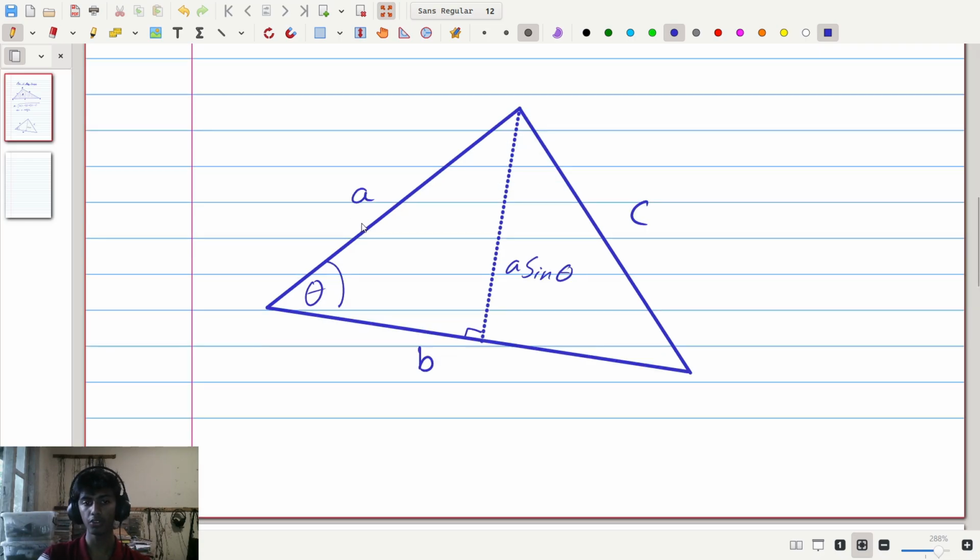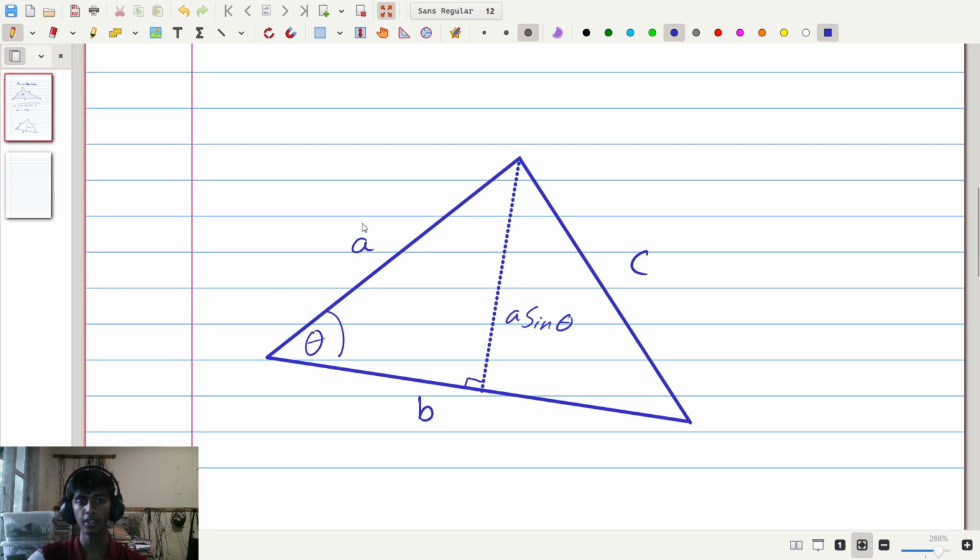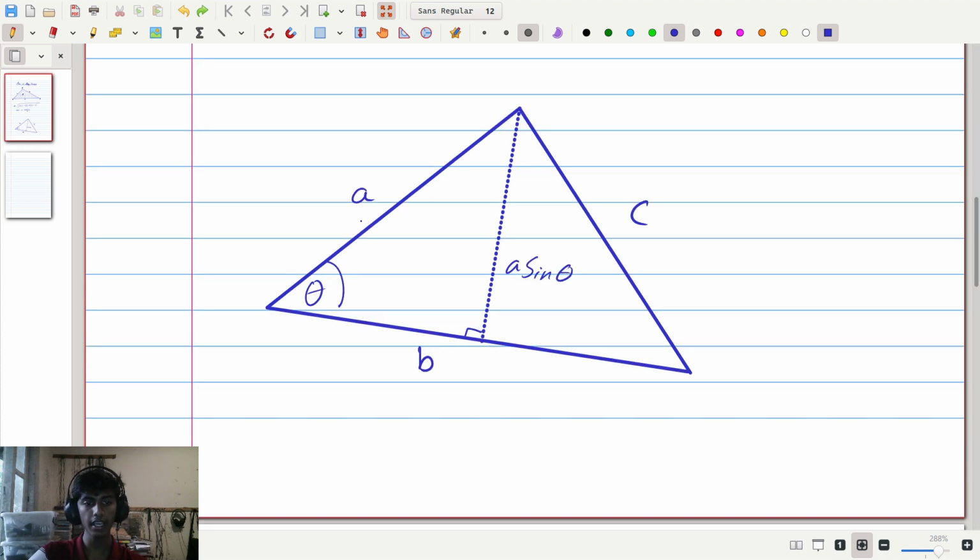Furthermore, we can see one more thing. We can actually see directly the answer. Here we have the height of a triangle right here, and here we have the base of a triangle. So therefore this triangle's area is half times base times height. So I can directly write that the area of this triangle is half, the base is B, and the height is A sine theta. So I'm going to write this as half times A times B times sine theta.